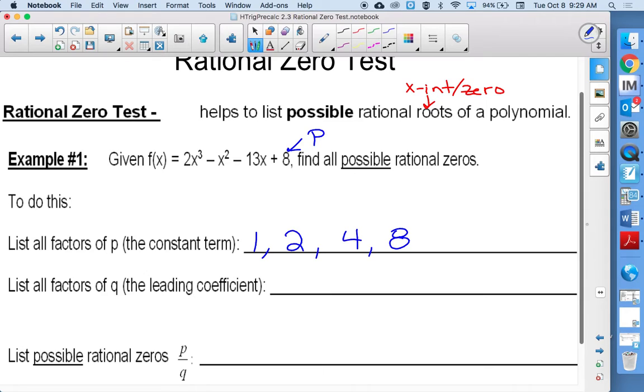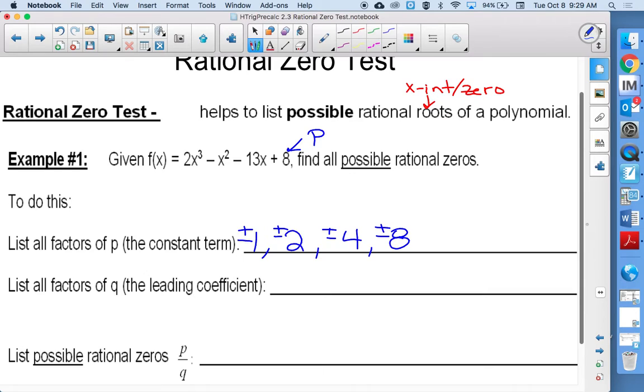Because I could have a 1 times an 8 or a negative 1 times a negative 8, it could be a positive or a negative option. So I could have negative 1, negative 8, positive 1, positive 8, still gets me 8. So each of these factors are actually a plus or minus, because I could have both of them be positive, both of them be negative.